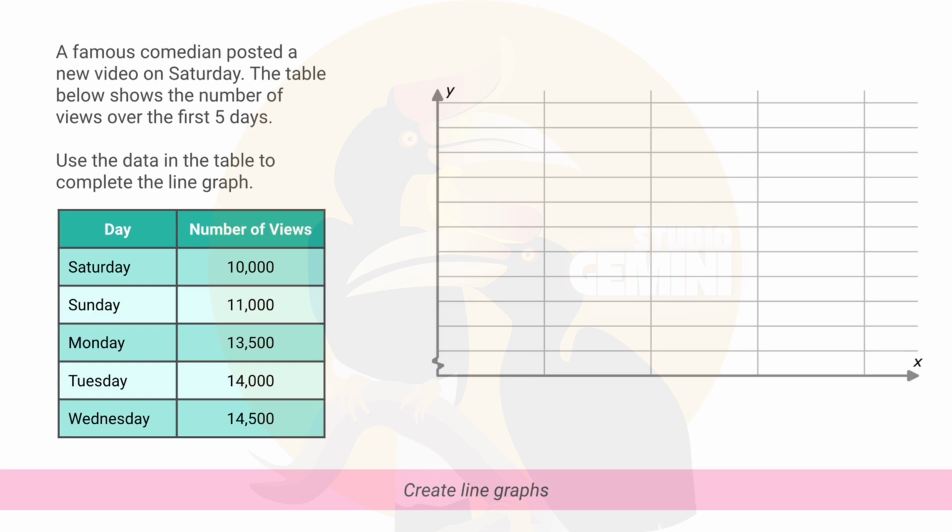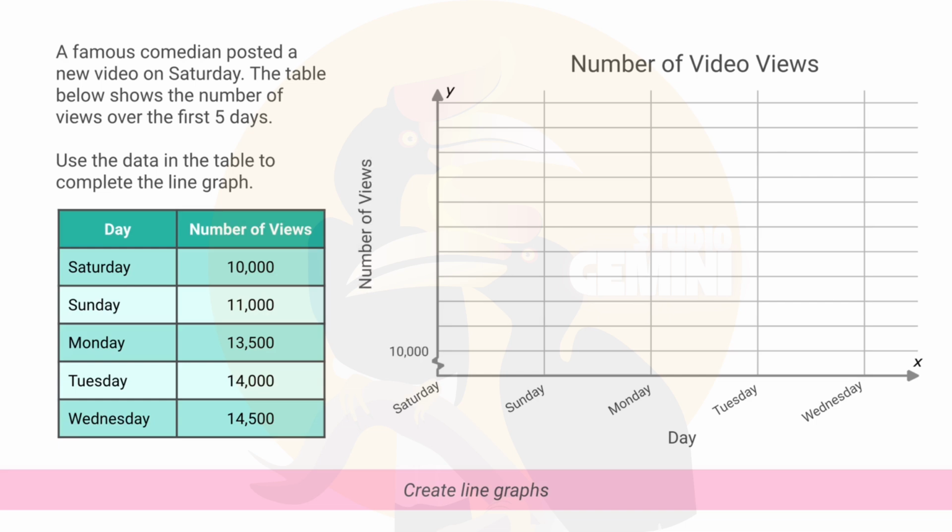To make our graph, we'll start with a title and put the days along the x-axis. For the y-axis, it looks like our values range between about 10,000 and 15,000. The smallest number is really big, 10,000. We can put a break in our y-axis, shown by the squiggle at the bottom, and make a jump from 0 to 10,000. After 10,000, we can use smaller increments of 500 to reach 15,000.